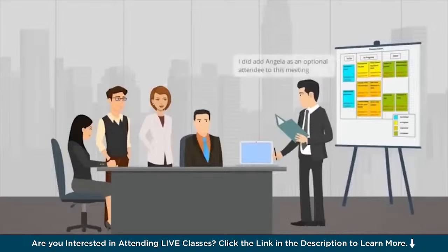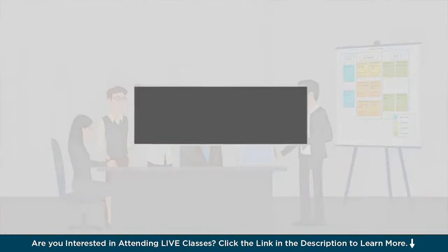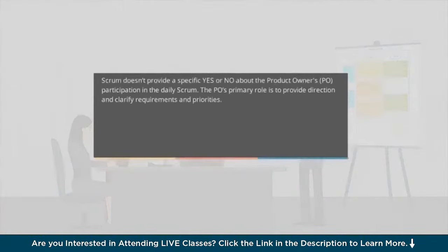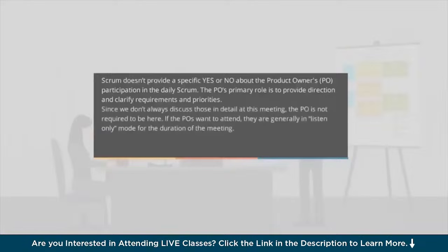Let's start. I don't see Angela. Shouldn't she be here? I did add Angela as an optional attendee to this meeting, and since she hasn't showed up, we don't have to wait for her, Susan. Scrum doesn't provide a specific yes or no about the product owner's participation in the daily Scrum. The PO's primary role is to provide direction and clarify requirements and priorities. Since we don't always discuss those in detail at this meeting, the PO is not required to be here. If the POs want to attend, they are generally in listen-only mode for the duration of the meeting. They can use the information gathered during the meeting for separate offline conversations.